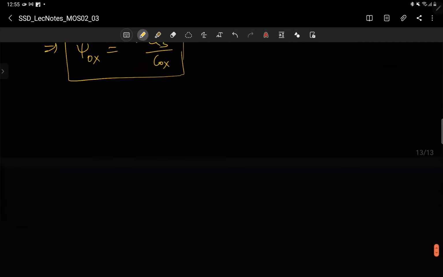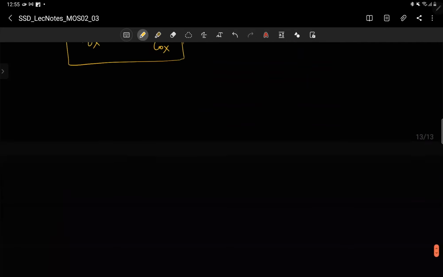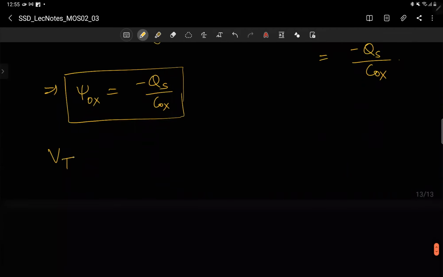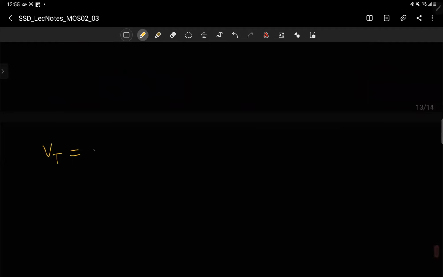Okay. So let us write all the equations together. Now we have found what Vt is. So Vt equal to psi ox plus psi s. I'll write in the next page. Vt equal to psi ox plus psi s, because that is what is applied voltage.